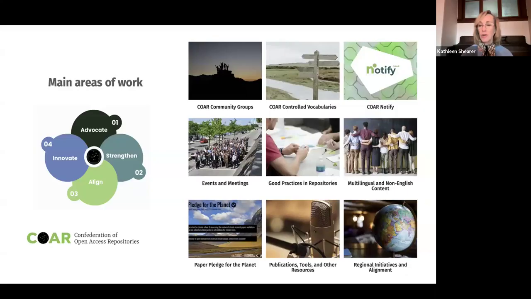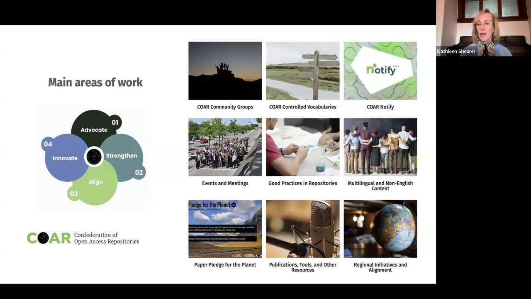We want to strengthen repositories, so that essentially means helping repositories adopt good practices at the local level. So we try to identify what the good practices for repositories are, using our very widespread community to identify those practices, making sure that they aren't so high a bar that repositories cannot adopt them, but that are essentially moving repositories in the direction that we feel they're more sustainable and have greater functionality.